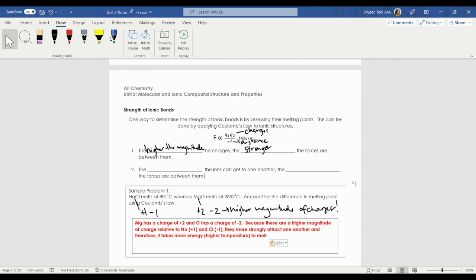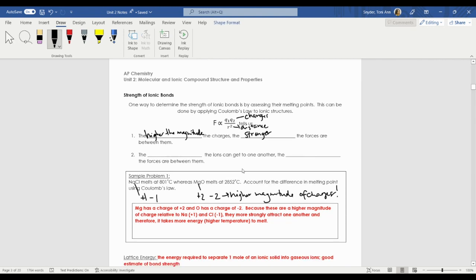I actually went ahead and looked at, well, what about a combination of like +1 and -1? So what if I had something like sodium oxide, Na2O, where sodium has a charge of +1 and oxide has a charge of -1. I was interested and I looked it up. And the melting point of sodium oxide is in between that of sodium chloride and magnesium oxide, which you would anticipate, right? It's got a slightly higher magnitude of charge. Melting point is 1,132 degrees Celsius.